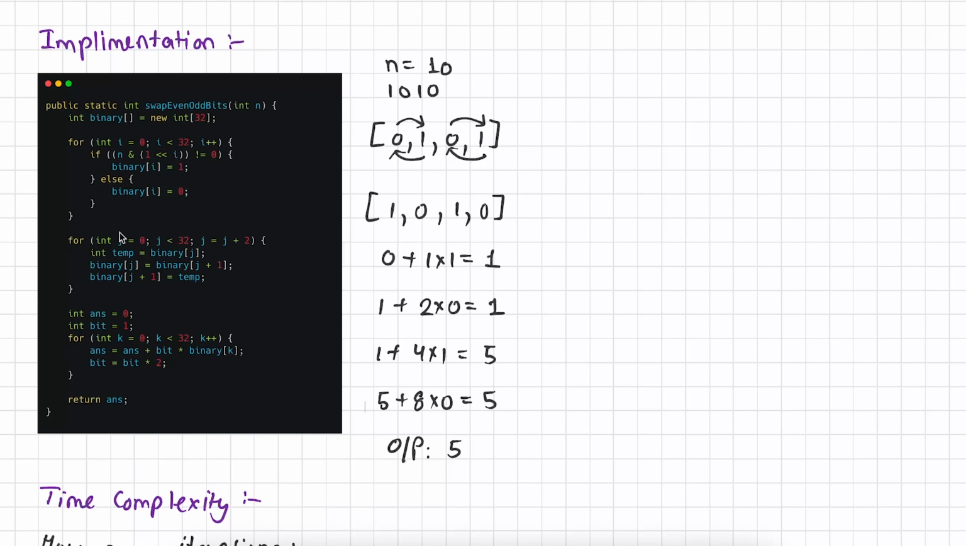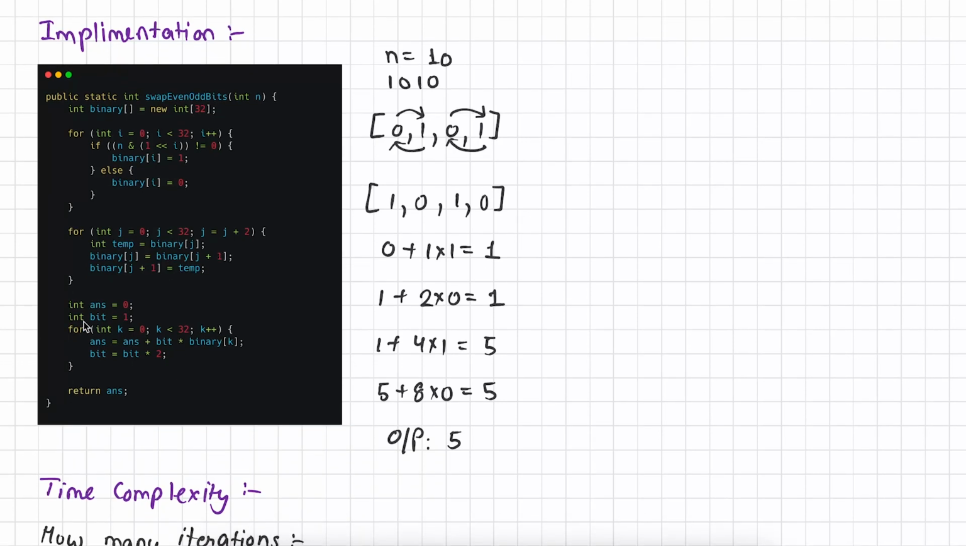Okay? In the second for loop, we are again traversing our newly created array from 0 to 31 and we swap all the positions, and this time we are incrementing by 2. Because we are swapping position 0 and 1, and then we directly jump to position 2, and then we swap positions 2 and 3, and so on and so forth.